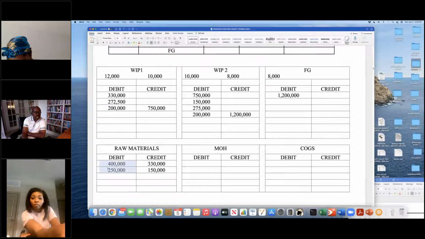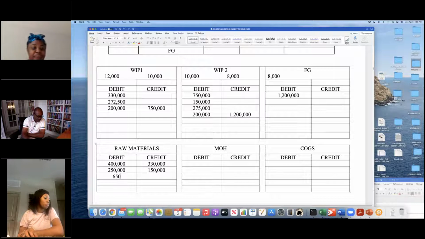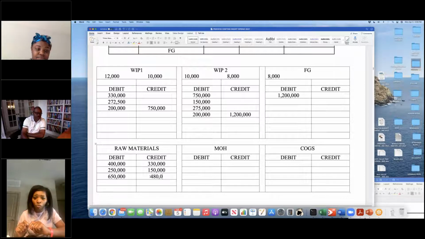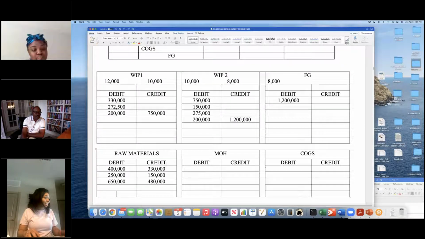How are we standing now in terms of total cost? Let's see in raw materials, we have what, 650? And then we have 480. Minus 480 is how much? 130? Yep.